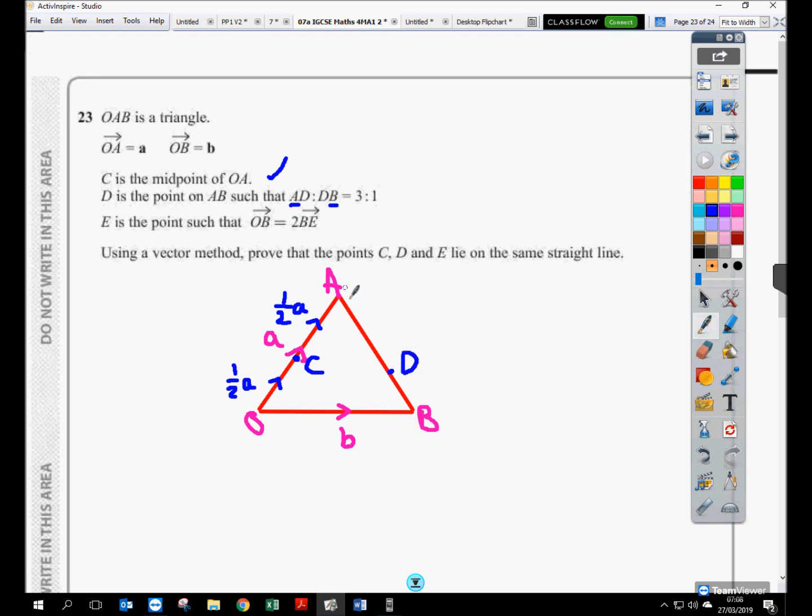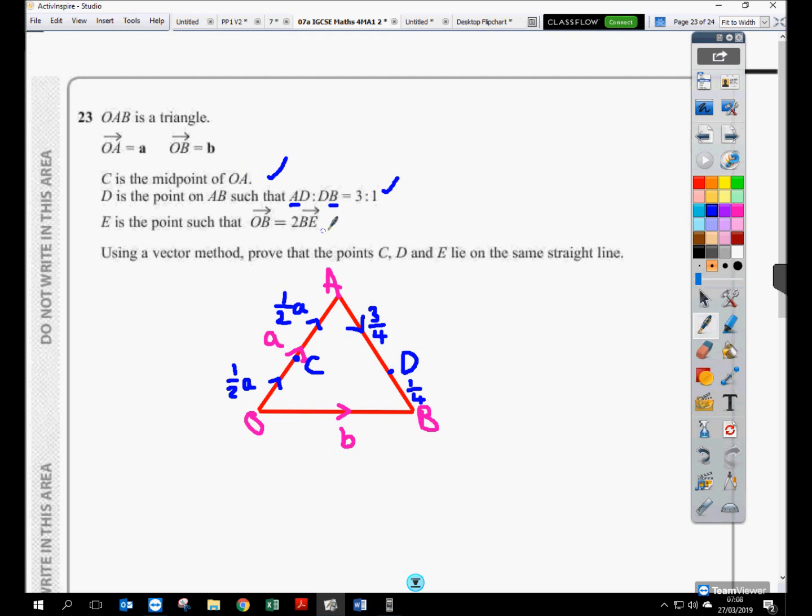We don't know what vector AB is, but we know that D is about there somewhere. So this is 3/4 of AB, and this is 1/4 of AB. Okay. Let's go in this direction. What else can we mark on? E is the point such that OB is equal to 2BE. So OB is 2BE.